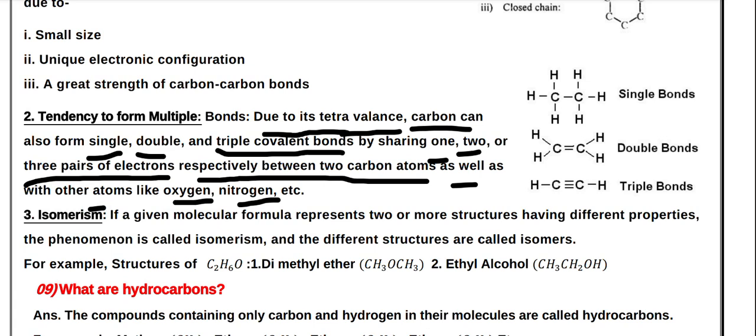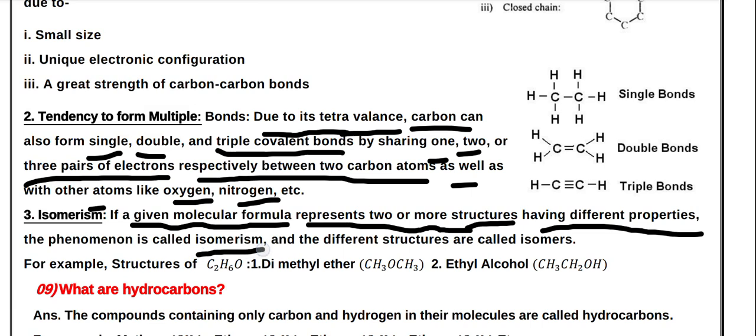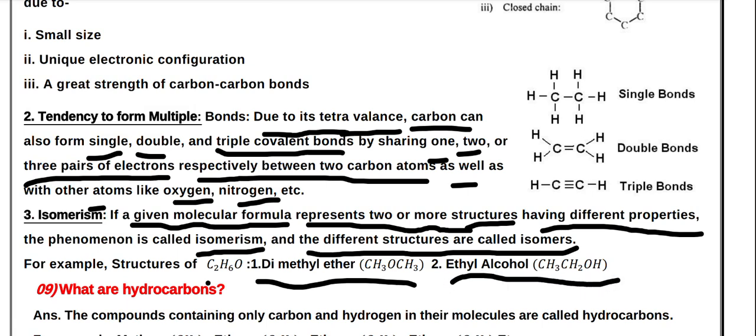Isomerism. If a given molecular formula represents two or more structures having different properties, the phenomenon is called isomerism, and the different structures are called isomers. For example, here are structures of C2H6O. CH3CH2OH is called ethyl alcohol, and CH3OCH3 is called dimethyl ether.